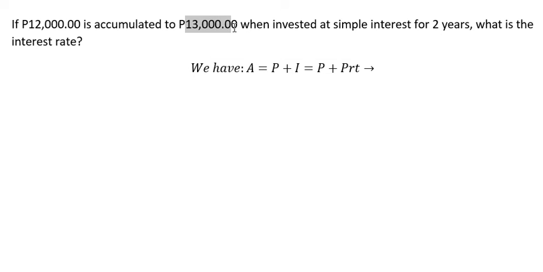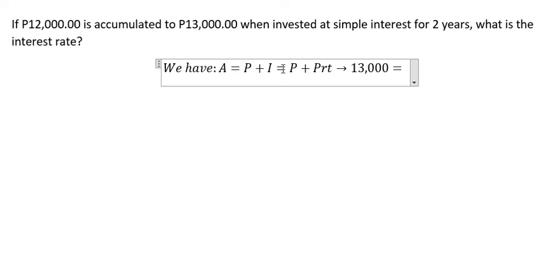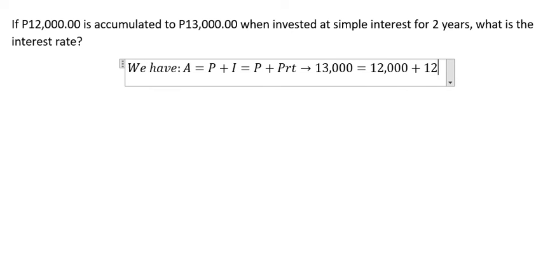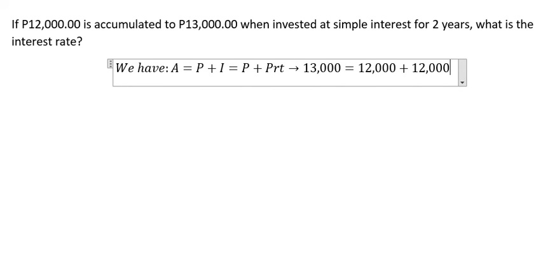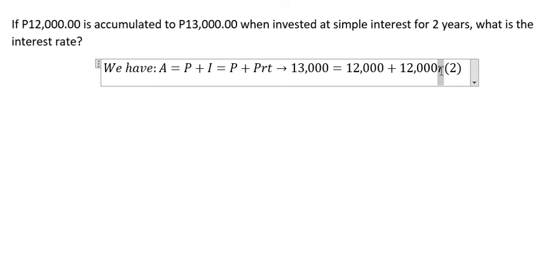Accumulation, that's this number. The principal, that's 12,000. R is the interest rate. T is 2 years. Now we need to find R.